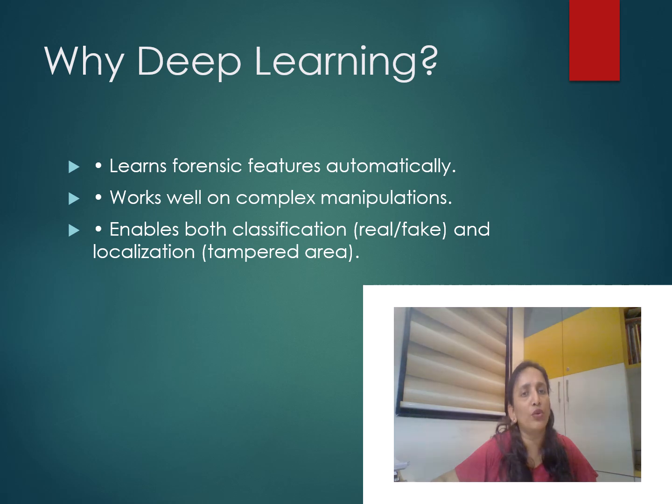High accuracy: deep learning models can detect fakes with 90 to 95% accuracy. Then it handles complex forgeries, that is, even advanced AI-generated forgeries, such as GAN or diffusion model fakes, can be detected using deep learning methods. There are two detection types. The first one is classification. Classification says whether your image is real or forged. The next one is localization. Here it shows which part of the image has been forged. These are the two types of detection in deep learning.